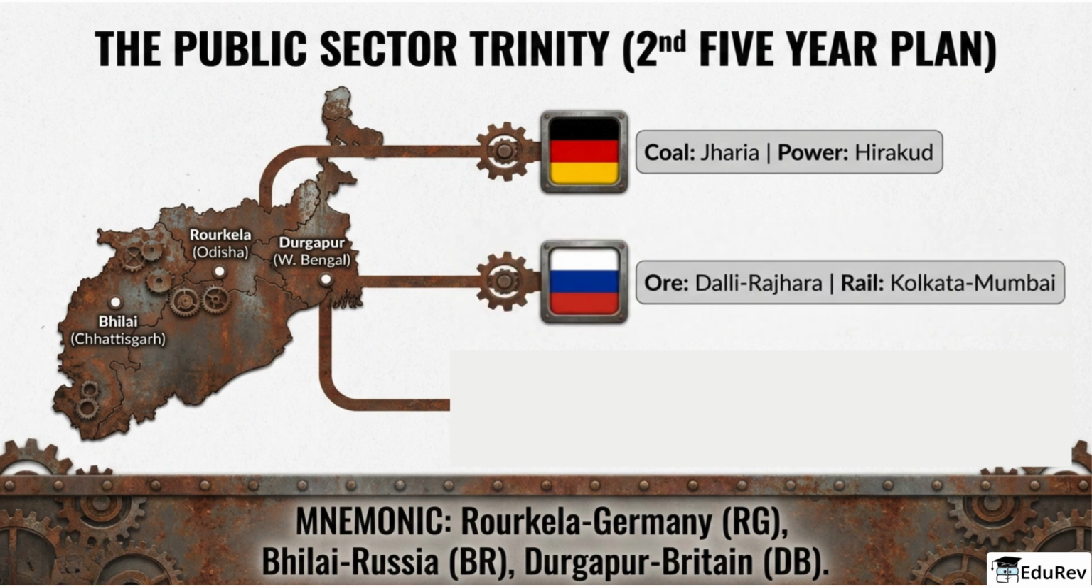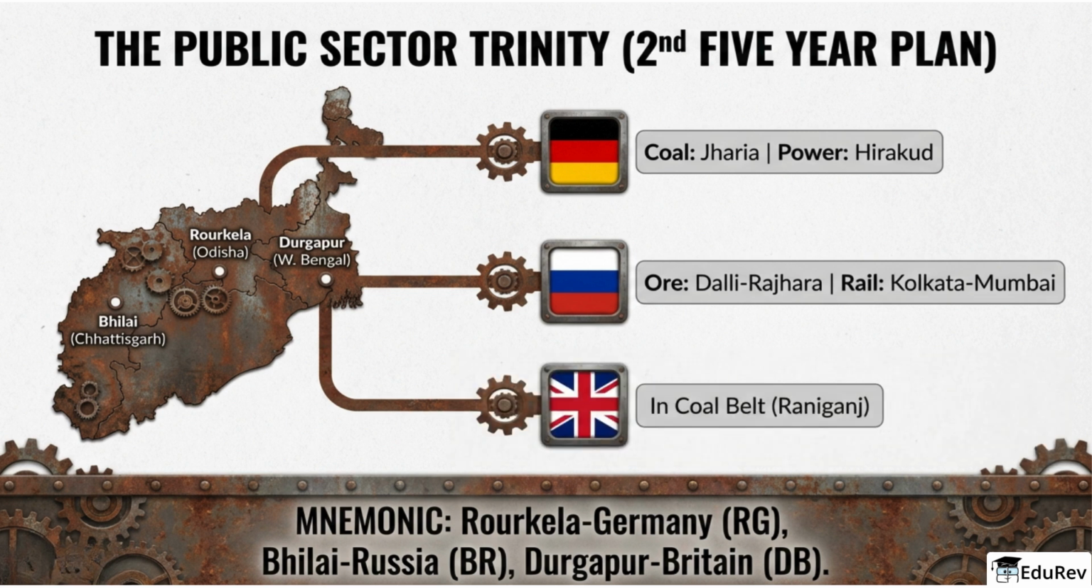Bhilai was built with Russian collaboration. Its key ore source was Dalli Rajhara, and the Kolkata-Mumbai rail corridor mattered for connectivity. Durgapur was built with British collaboration, and its biggest locational advantage was simple. It sat directly in the Raniganj coal belt.